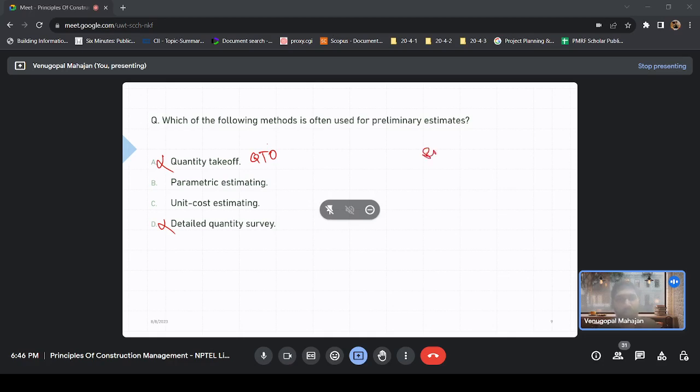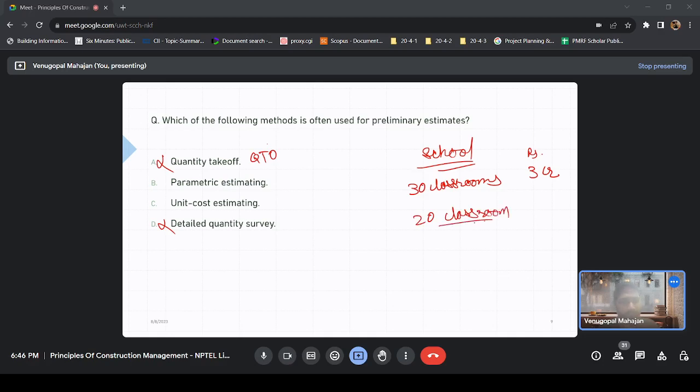There is one school project that had 30 classrooms, and it cost, let's say, 3 cr. Similarly, if you want to make a school of 20 classrooms, what would be the cost? From previous data, you know that a 30 classroom school cost you 3 cr. So what would be the cost for a 20 classroom school? 2 crore. 2 cr. Why?